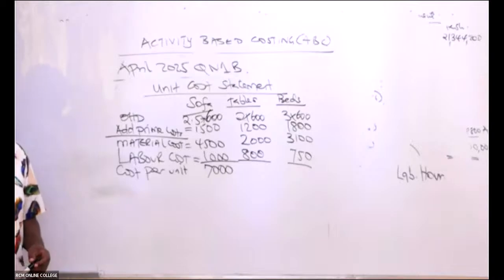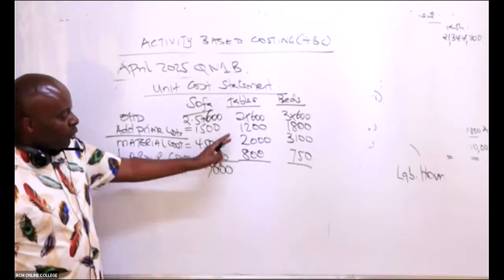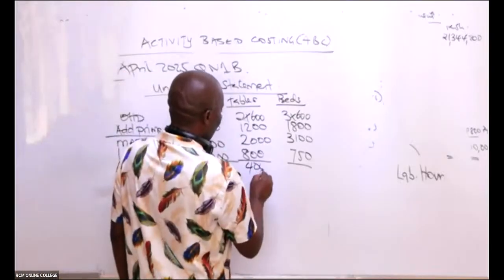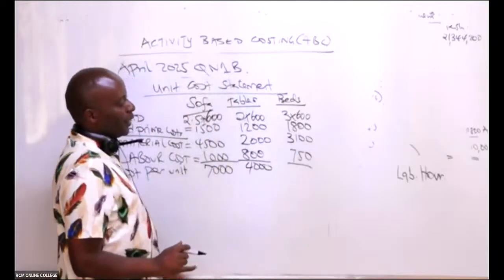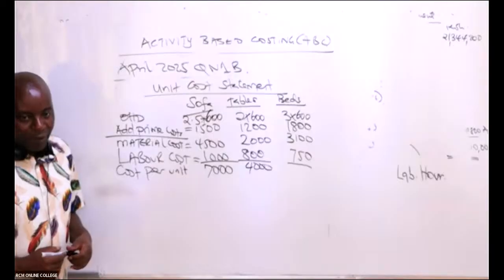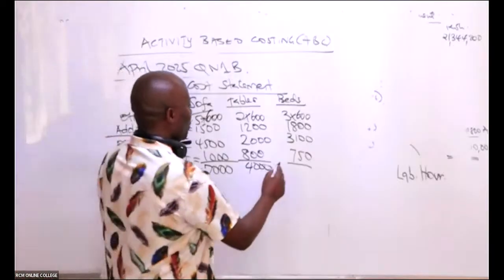We're getting 750. You must have missed a zero. 7,000, okay. The second one will be 1,200, 4,000. The third one, 1,800 plus 3,100 plus 750. 5,650.